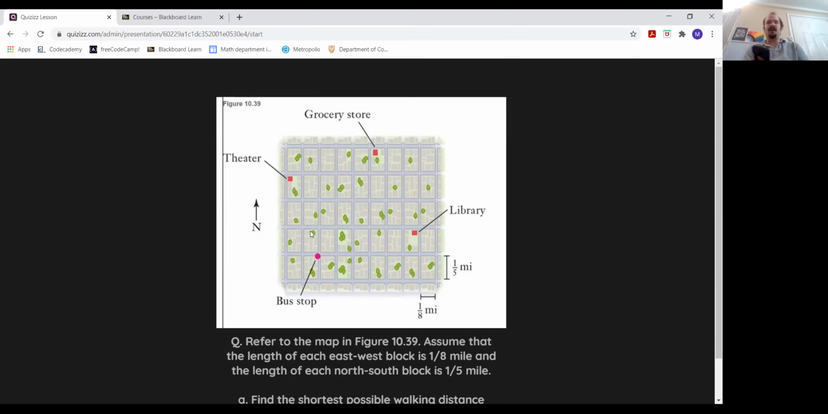So we want to go walking distance. We're going to walk down these blocks, the shortest possible distance from the bus stop to the library, walking on the street. Each one of these blocks is 1/8 of a mile. Each one of these blocks is 1/5 of a mile.